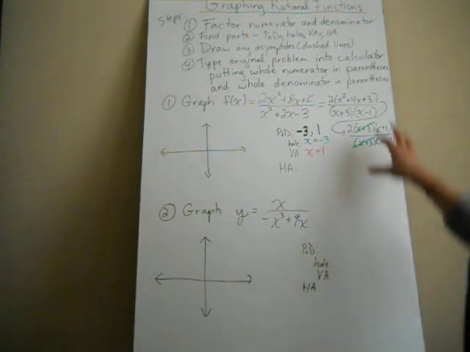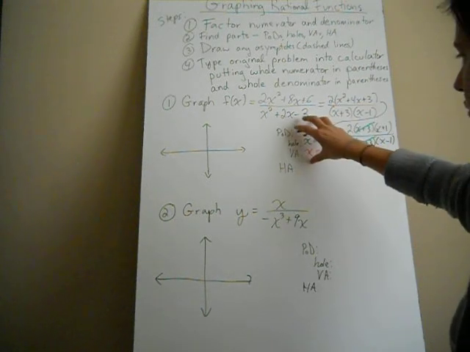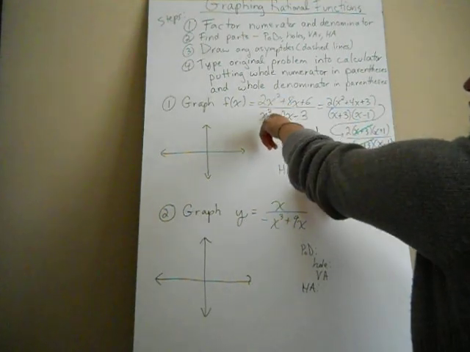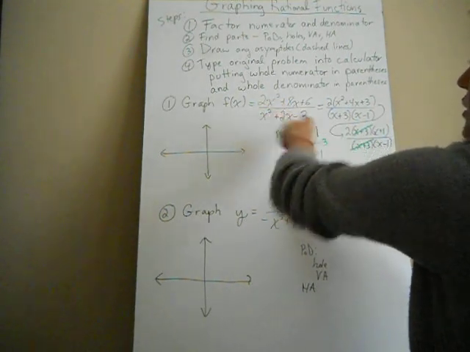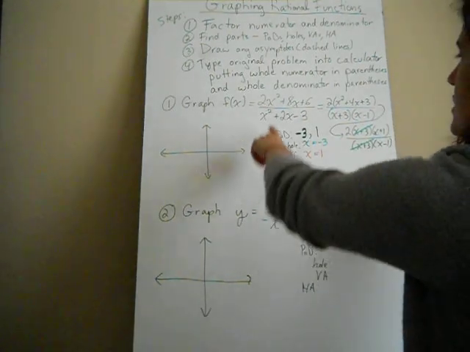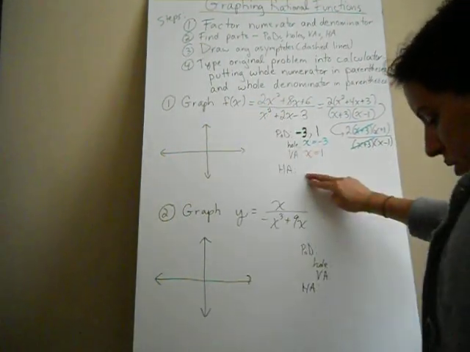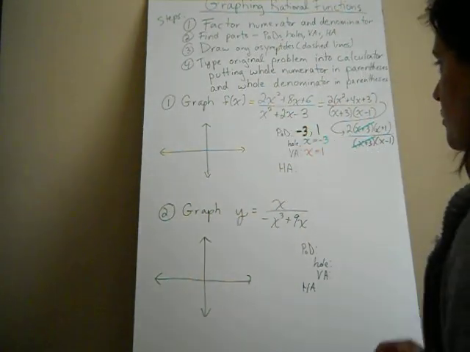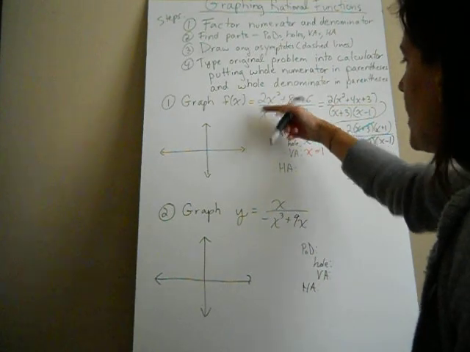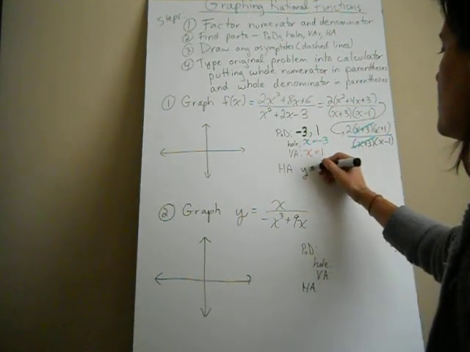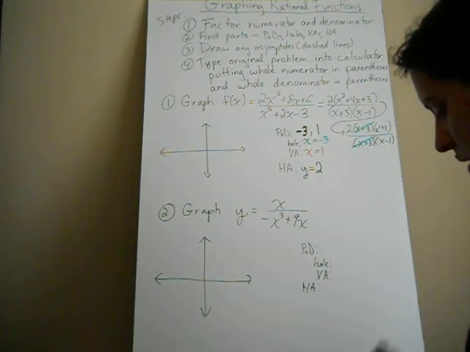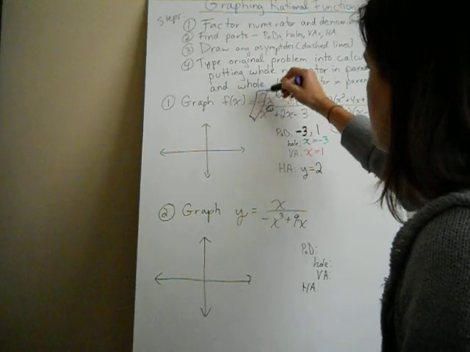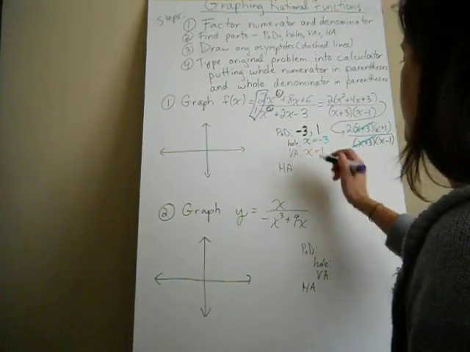Horizontal asymptotes have nothing to do with this. We do all the factoring and stuff to fill this in. For the horizontal asymptotes, we're looking at the relationship between the powers, the degree of our numerator and denominator. Since these are the same, since 2 is equal to 2, we're looking at the ratio of the numbers in front. So 2 divided by 1 is 2. That means we have a horizontal asymptote at y equals 2.